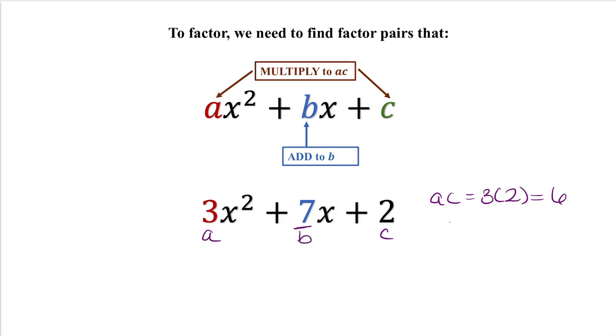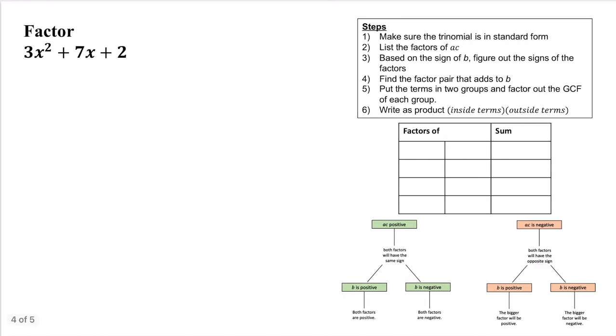The factor pair that's going to work here is 1 and 6, but we can't just write our trinomial in factored form yet. Factoring when a is not equal to 1 involves just a few more steps. So let's look at what those steps are here. Like we said, this trinomial is in standard form, and we know that a times c is equal to 6. So we're going to be looking for factors of 6 that are going to add up to 7.